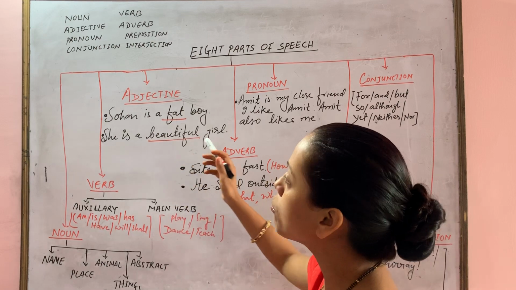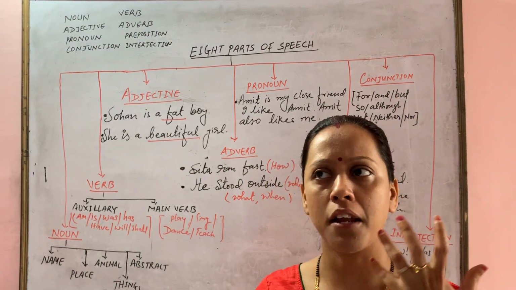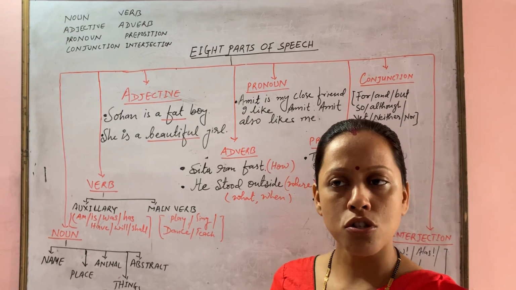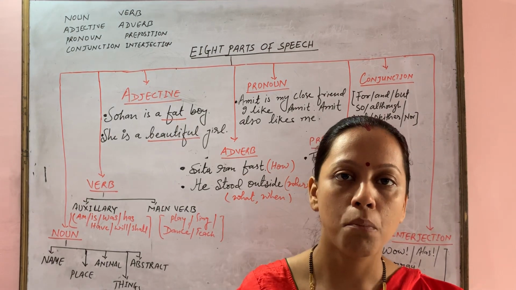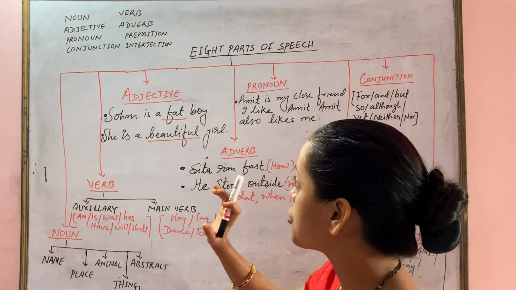Now she is a beautiful girl. What type of a girl she is? She can be beautiful, she can be arrogant, she can be rude, she can be ugly, she can be greedy. So we are trying to tell something about the noun or pronoun. That type of words are called adjective.